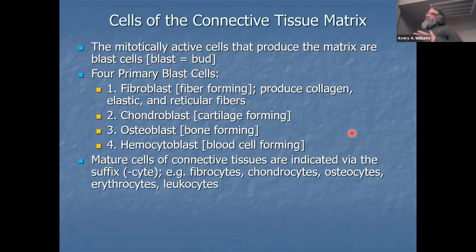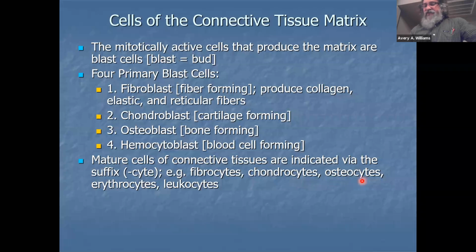And so you have immature cells, you'd have mature cells. So there's a difference. You have the blast cells, and then you have the cytes, the mature cells. The mature cells of connective tissue are indicated via the suffix cyte, C-Y-T-E, just means cell. So when we tag that onto a word as a suffix, you're supposed to understand that it's a fully mature cell. For example, fibroblasts become fibrocytes, get it? The mature fiber cells. Chondroblasts become chondrocytes, and then you have osteocytes.